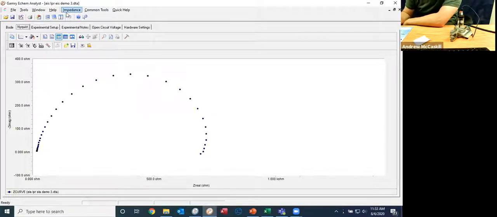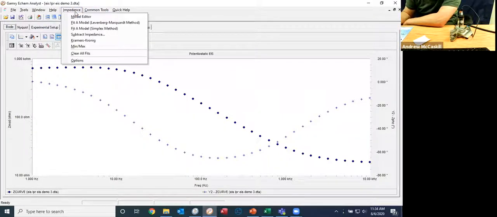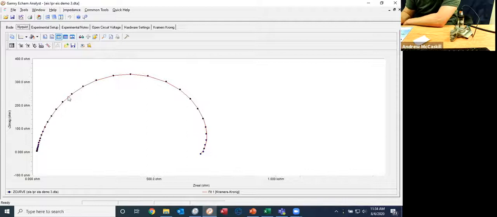Well, I guess one thing you should do is scrutinize how good your data actually is before you model it. One good way to do that is looking at your Kramers-Kronig transformation and see if it lines up with your data. And what you want to see is what we see exactly right here. We want to see this go right through the data. Same thing with Nyquist. We're seeing it line up right with the data.